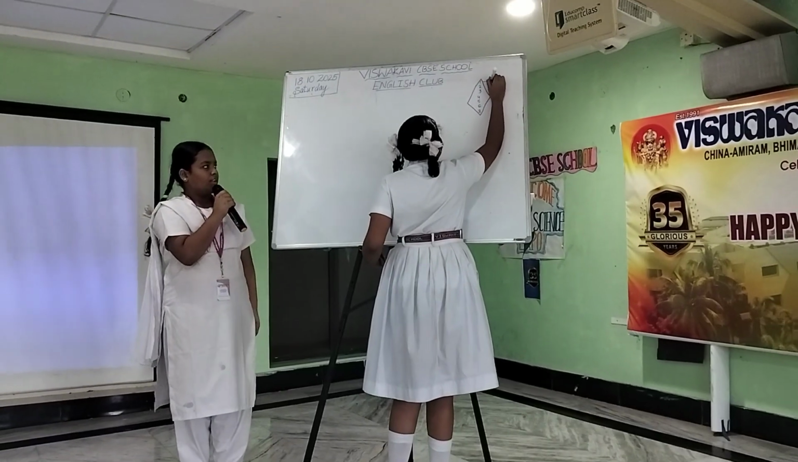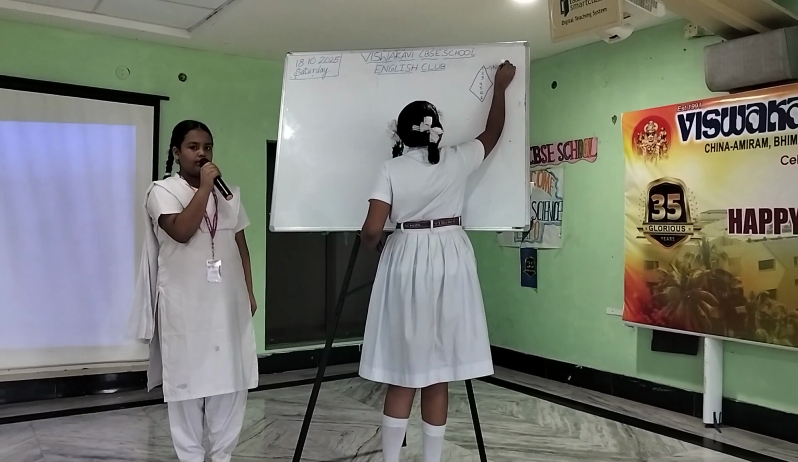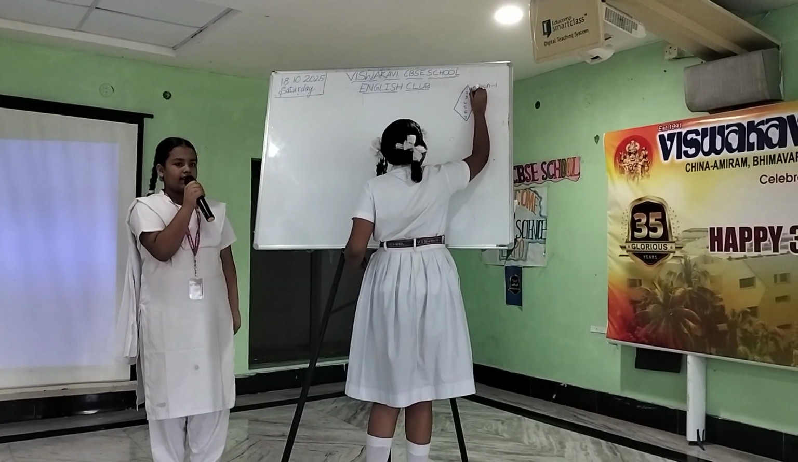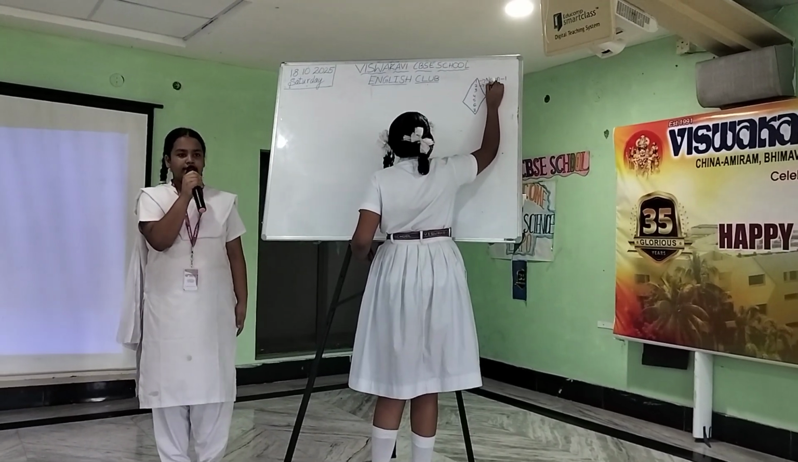In the first line, there will be one noun which will be the title of the poem. In the second line, we will have two adjectives that describe the title of the poem.